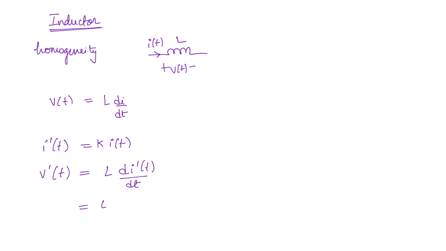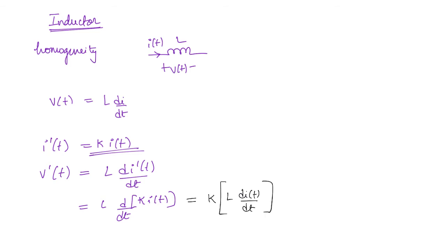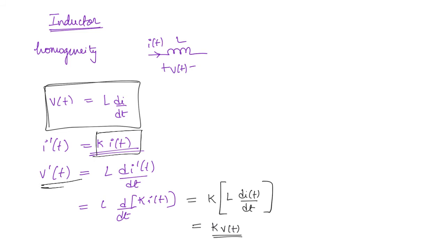Okay, so this will be equal to L d by dt of I dash of t, which is nothing but k into I of t. Now, since k is constant, you can take it out of the differentiation. So you will get k into L di of t by dt. What is this expression within the brackets? This is nothing but the old voltage, right? So this will be equal to k into V of t. So you can see that for an input which is multiplied by some constant k, the output is also multiplied by that same constant k.